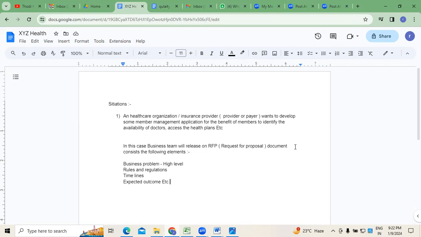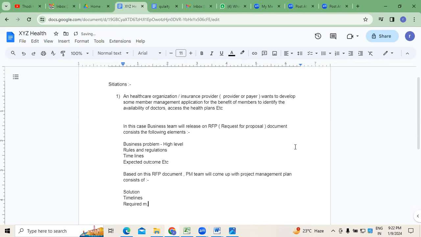Based on this RFP document, the project management team will come up with a project management plan. This project management plan consists of the solution, timelines, required manpower, risk analysis, etc. So this is what we generally call the project management plan.